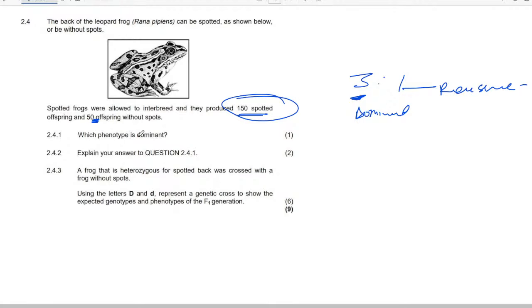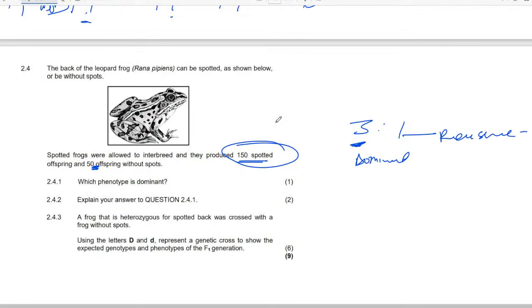They're asking which genotype is the dominant one. Explain why. Explain your answer. Yes, the answer can be explained based on the ratio you obtained. You got a 3 to 1 ratio, meaning that the dominant ones are more.